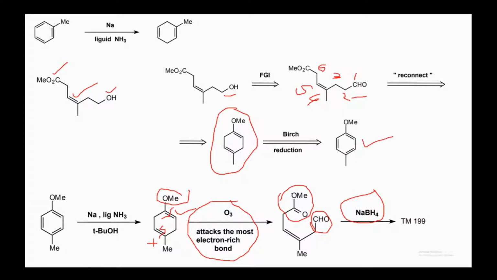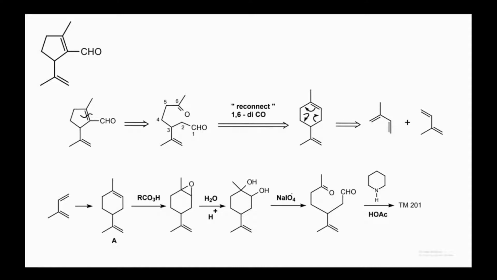Let's look at the next example. So this is the next example. If you recognize the functional groups, it's an alpha beta unsaturated carbonyl compound, that is the aldehyde and this unsaturated alkene. So first you disconnect from this double bond position, and you get this ketone on one side and aldehyde on the other side, and you do the reconnect strategy of 1,6 dicarbonyl groups, and you get this compound.